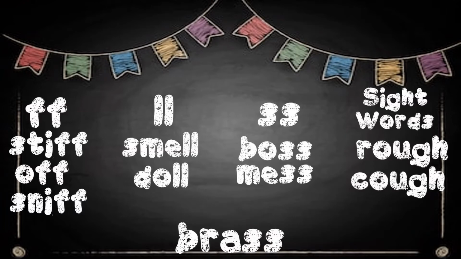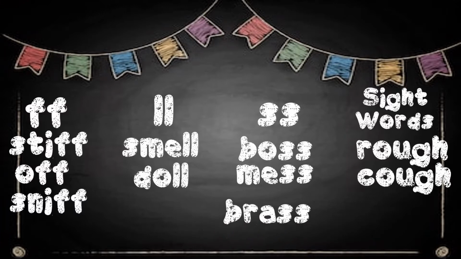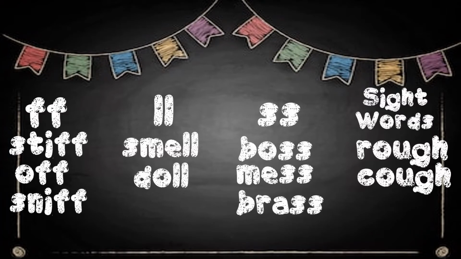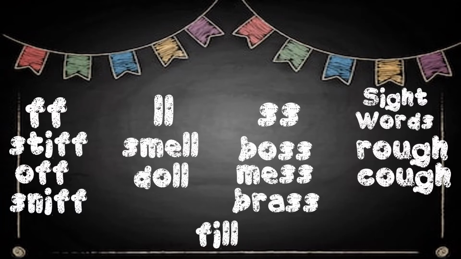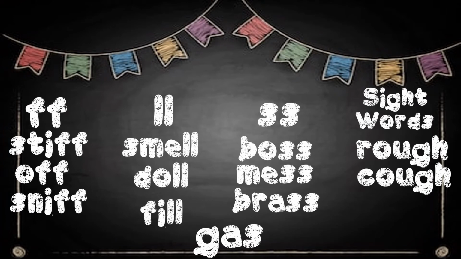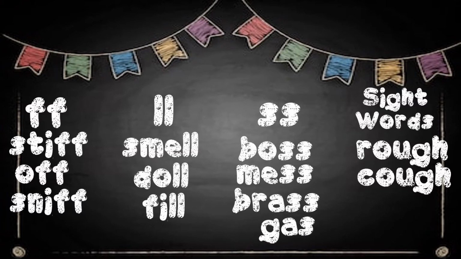Brass, brass. This one's going to go with our S list. Fill, fill. This one can go with our L list. Gas, gas. I need to put gas in the car. We would think that it would go in our S column, but I do not see double consonant S's at the end. So this one is going to go in our sight word column because it's a different spelling pattern.